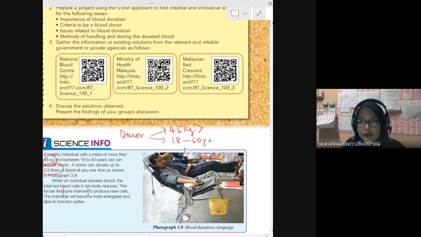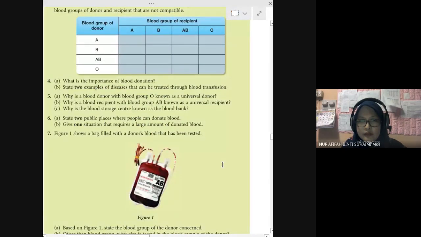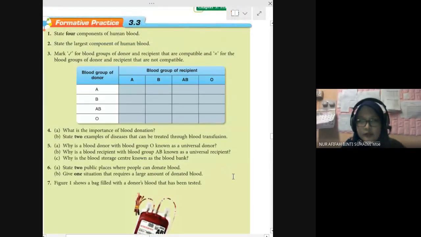Okay, now we finish 3.3. Exercise is easy. Okay, see number 5. It asks why a blood donor with blood group O is known as the universal donor and why AB is a universal recipient. So you need to explain. Okay. What is the blood storage center known as? The blood bank. Okay, this one is logic. This one is already in the notes in the textbook.